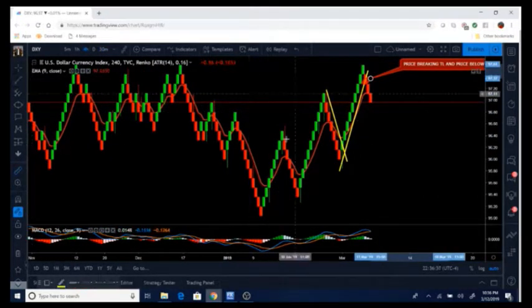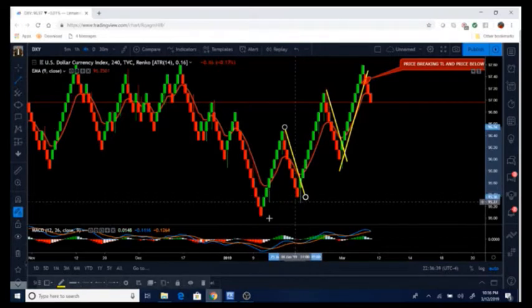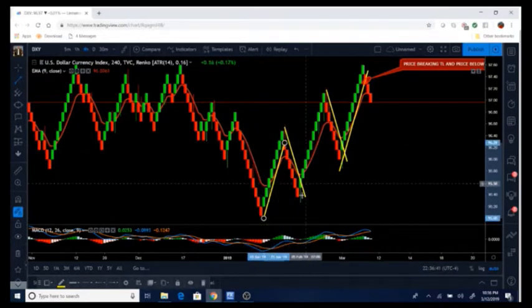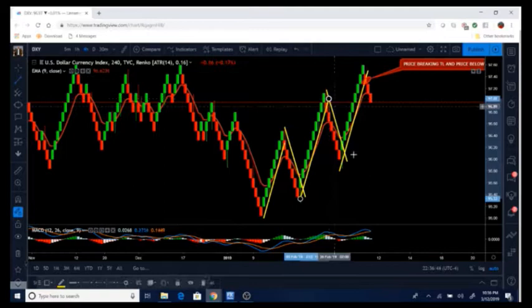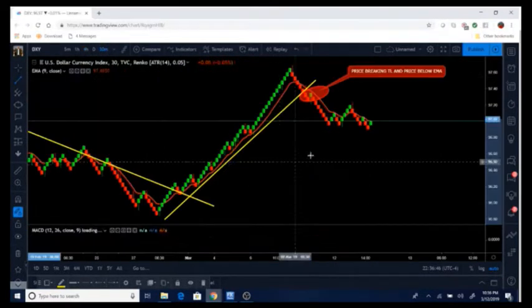4 hour. I'm on the 4 hour. I can take this downtrend. I can take literally this uptrend. I can take this uptrend here. And I can do this all day. Go down to the 30-minute. Boom.